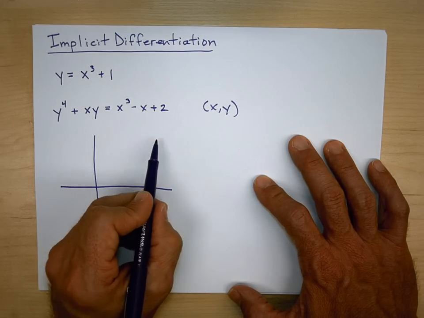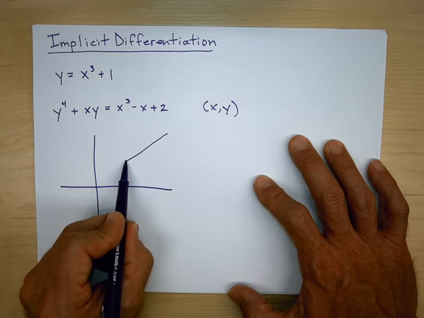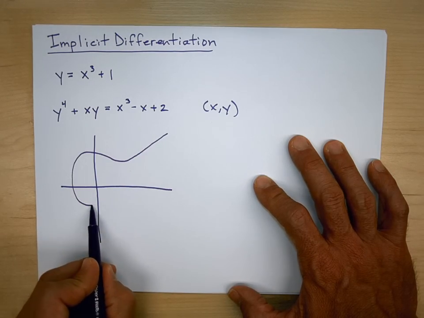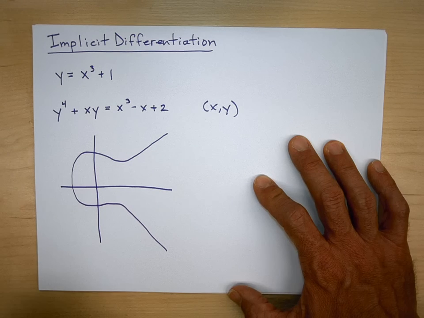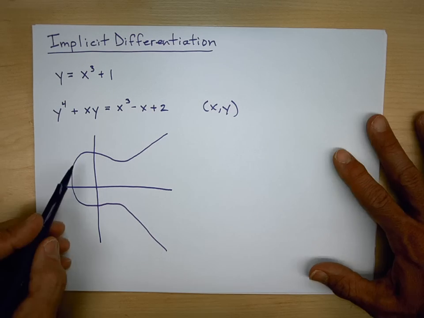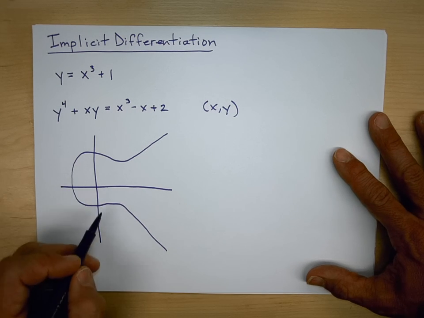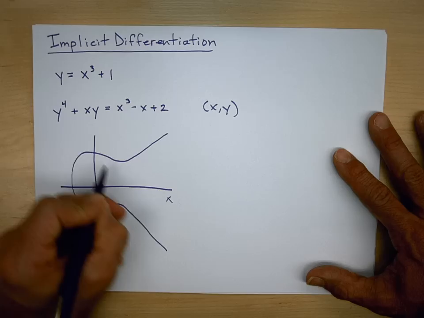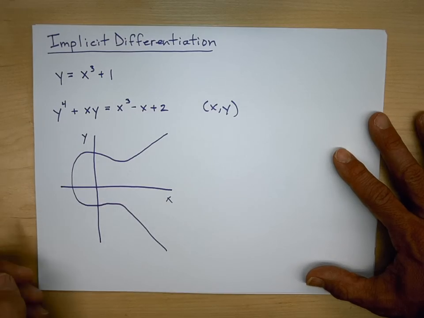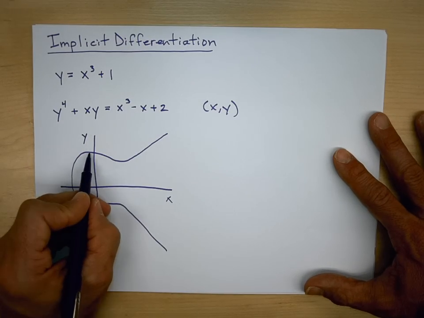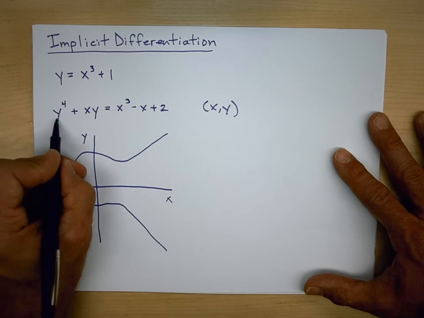You would end up with something where we come in, dip down, come around, and come back like this. It's not completely symmetric, but if this is the x, y axis, this is what we would have. So each point on this graph satisfies this equation.